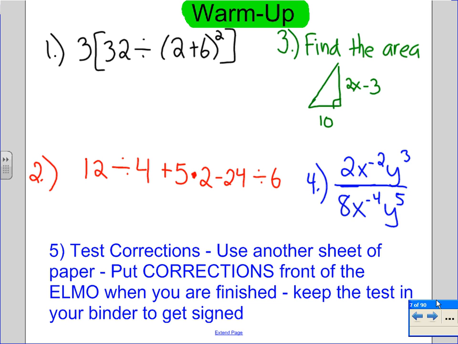Alyssa, what'd you get? Nope. Charles? Good. 1.5 or 3/2. We'll talk about that one in a little bit if you guys need me to. Okay, number 2, Emma H. Good job. Number 2 is 9. Number 3, Breyer.